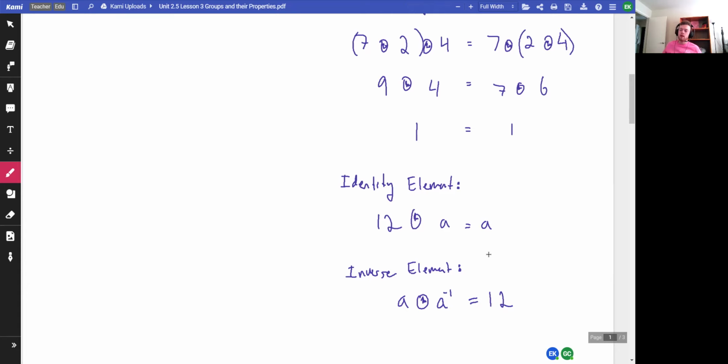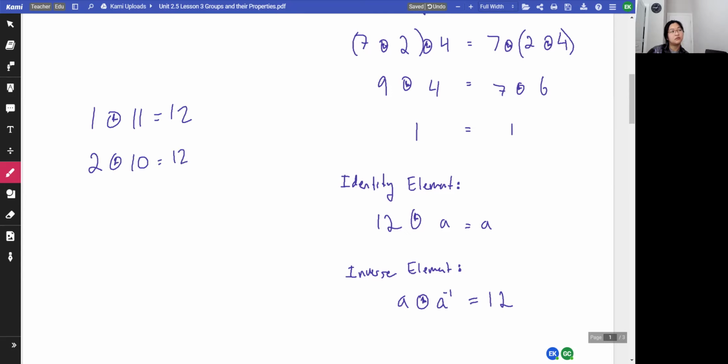Wait, does clock arithmetic have an inverse element for every element? Like, can we get 12? Yeah, let's just check it. What's 1's inverse? 11. That gives us 12. Cool. Does 2 have an inverse? Yeah, I think it's 10. 3, 9. 4, 8. 5, 7. And then 6, 6.